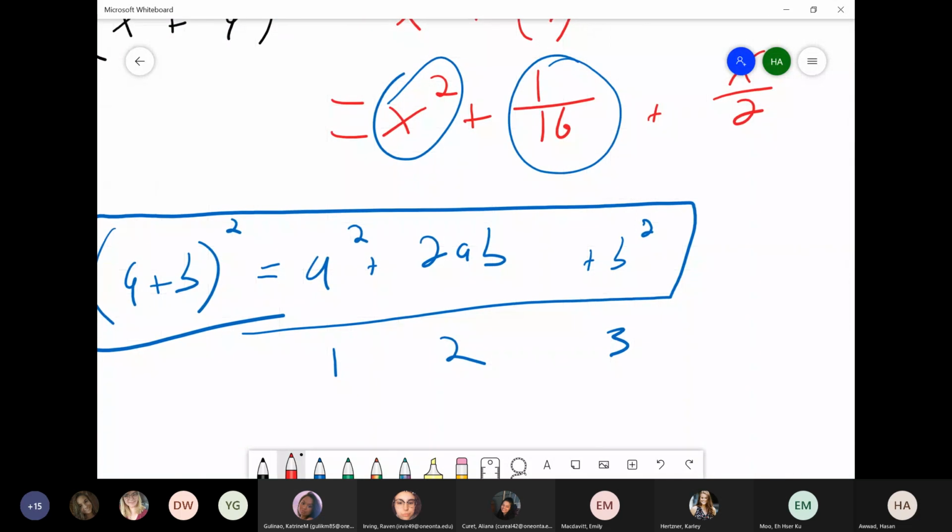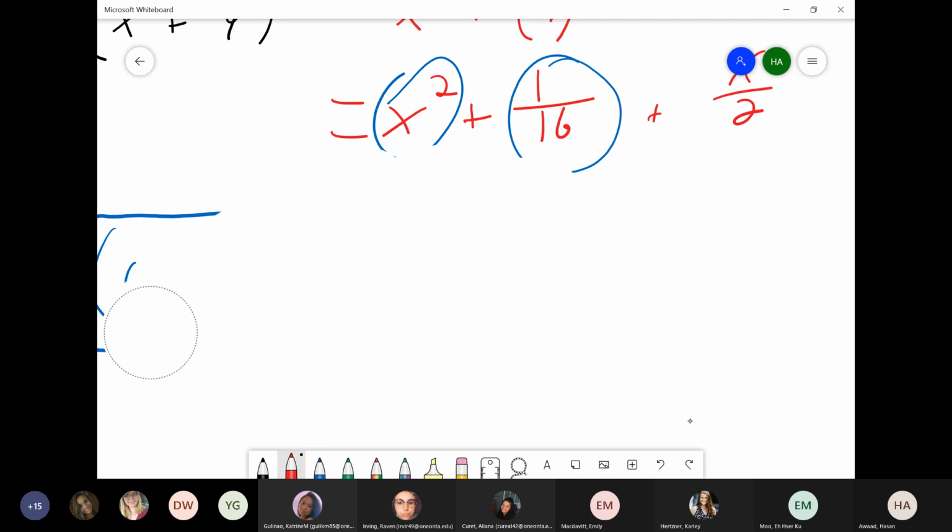And it all just has to do with this blueprint that we set for ourselves. (a + b)² is equal to a² + 2ab + b². Now, say you forgot the blueprint. Well, that's totally okay, right?